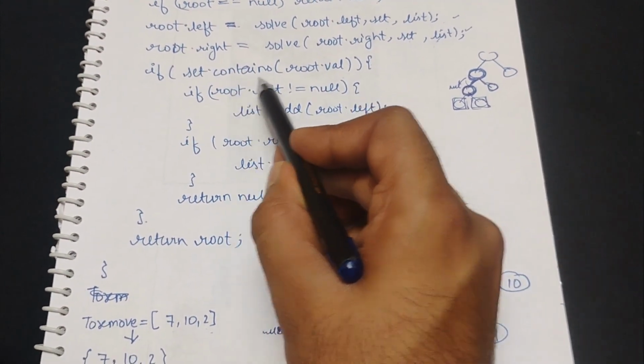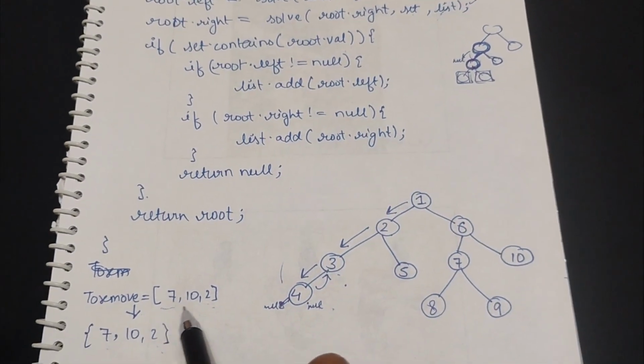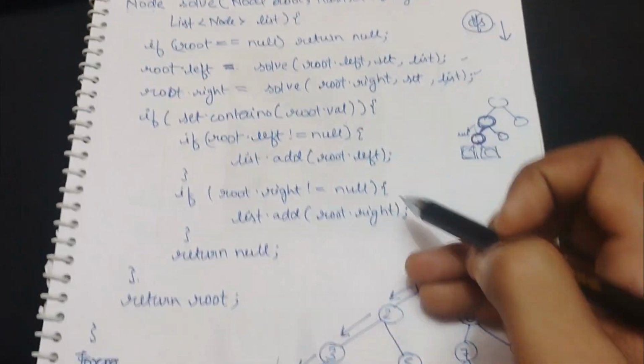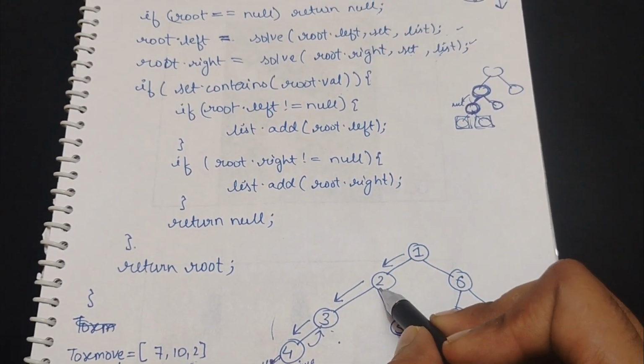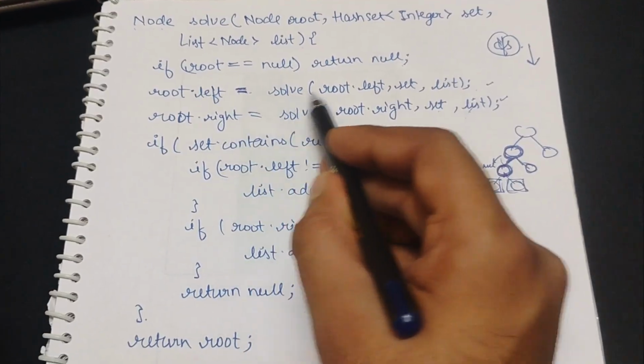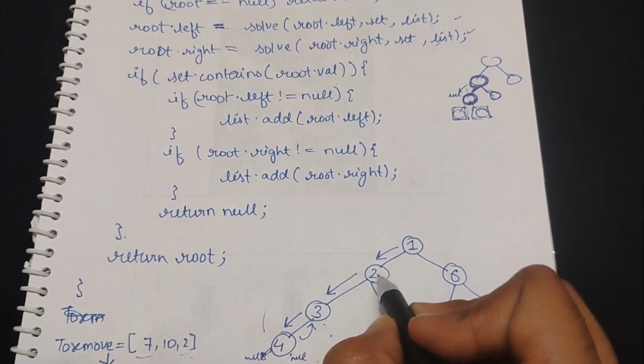It will check does set dot contains 3. No, there is no 3. Then it will return 3. What has called 3? 2 has called 3 in its left. So 2 dot left is 3.